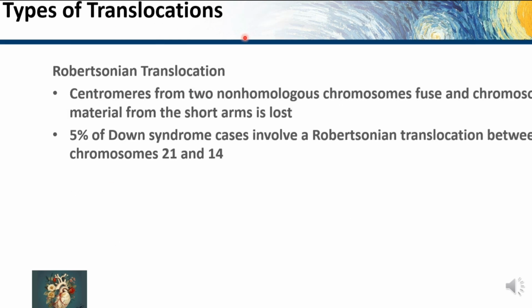Types of translocations may also be Robertsonian translocations. In Robertsonian translocation, the centromeres from two non-homologous chromosomes fuse and chromosomal material from the short arm is lost. So 5% of Down syndrome cases involve Robertsonian translocation between chromosome number 21 and chromosome number 15. So you can understand, in Robertsonian translocation, two non-homologous chromosomes lose their short arms and then fuse at the centromeric position.